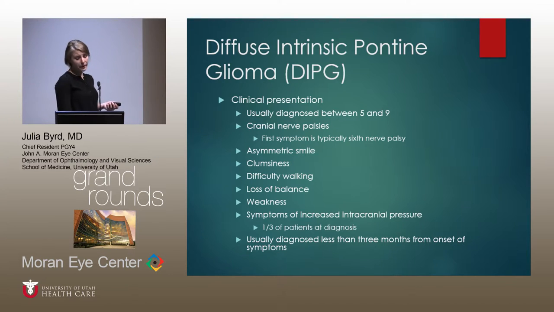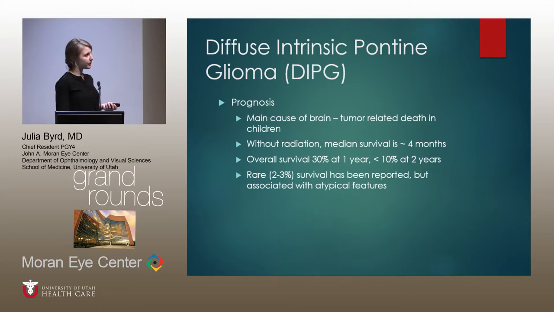And it's a really rapidly progressing disease. Usually once the patient starts having symptoms, it's diagnosed within 3 months, and the symptoms progress pretty rapidly. The prognosis is quite poor, but it's the main cause of brain tumor-related deaths in children at this time. Without radiation, the median survival is about 4 months. Overall survival is 30% at 1 year, less than 10% at 2 years.